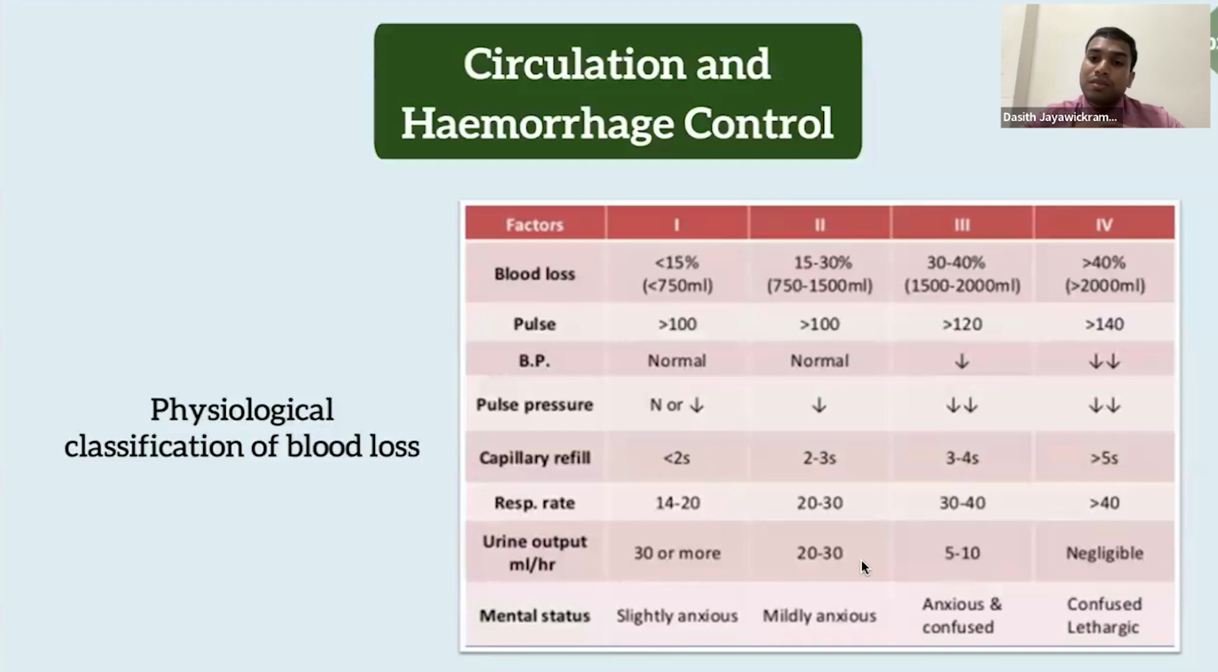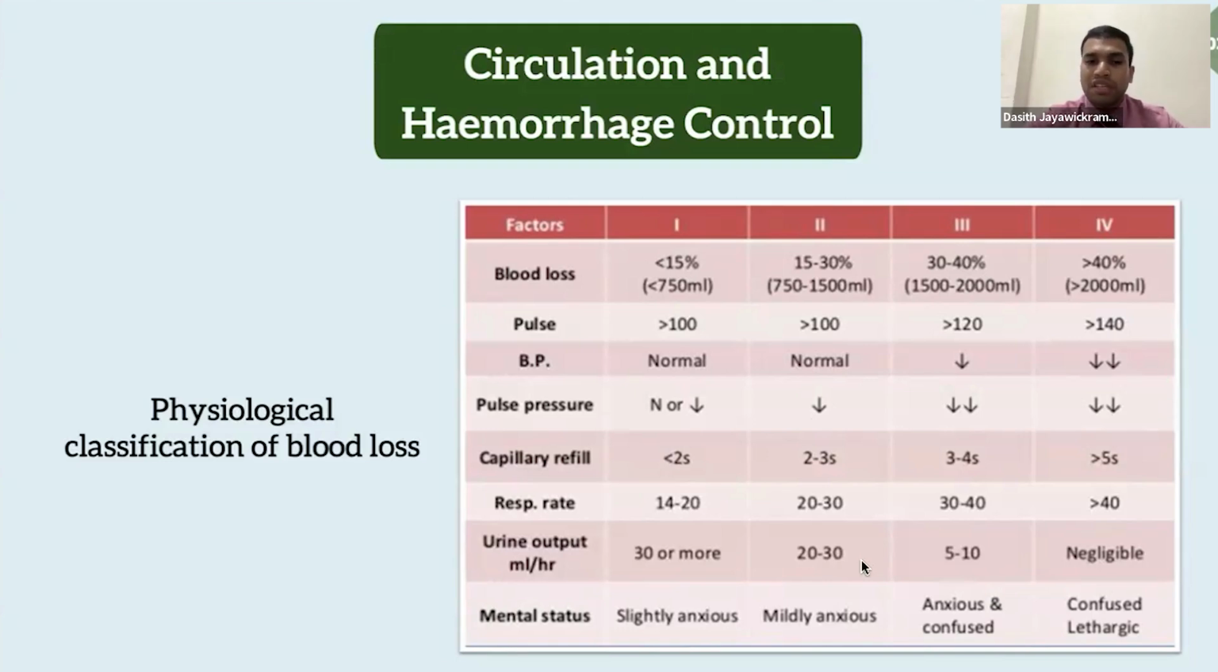And if the blood loss keeps on going and more than 40% of the total blood volume is lost, that is called class 4. And this is totally beyond compensation. Now this is completely decompensated, and at this point the life is not compatible. So we need to reverse it.